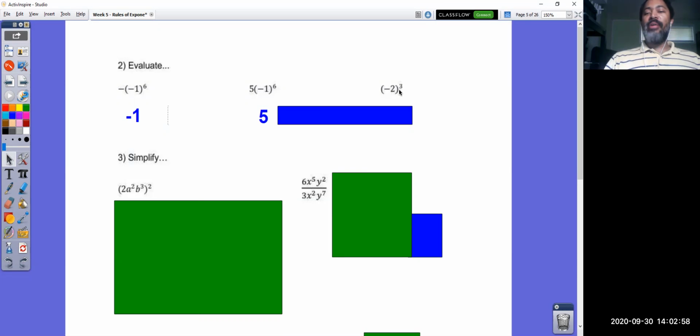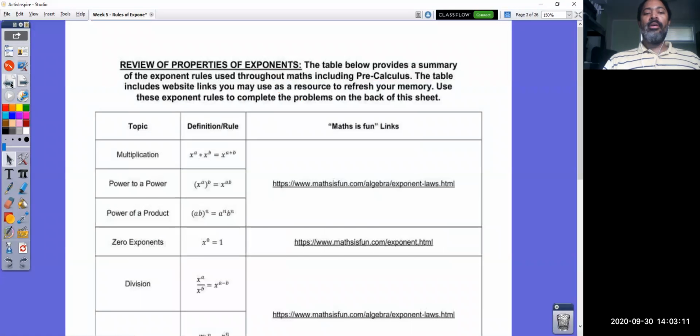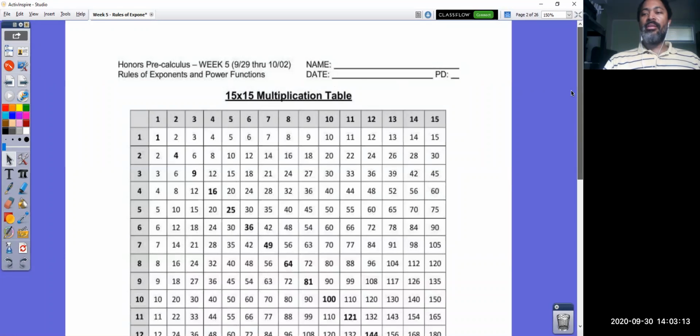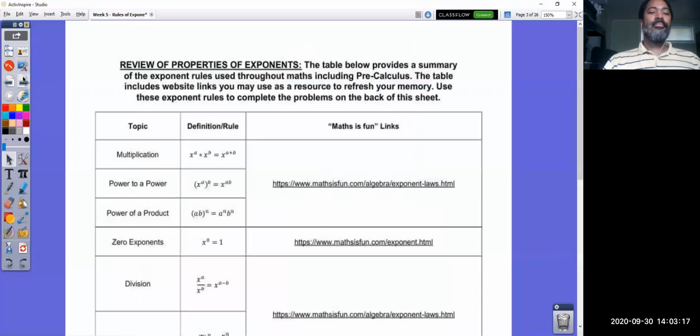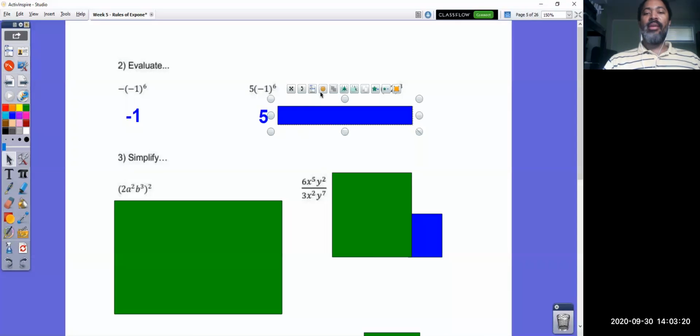Negative 2 to the third power. This is 3 negative 2s multiplying. Since that's an odd number of negatives, I'm expecting the result to be negative. And then 2 to the third power is, I don't remember. I'm glad Mr. Powell gave me this powers table. 2 to the third power is 8. Negative 8.